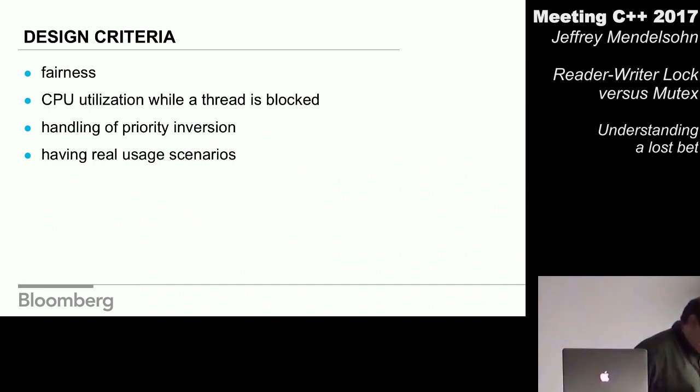Let me step back for a moment. There are some concerns you should have when you design a new lock. One is the fairness of the lock. And that can mean a couple of different things. For reader-writer locks, it primarily references, should it be reader preferring or writer preferring? I'm only going to consider writer preferring locks. I don't want the scenario where readers can starve out writers. That was a choice I made.